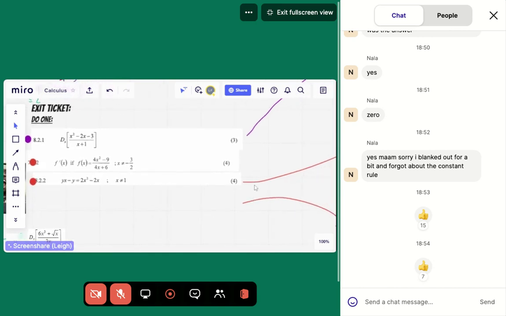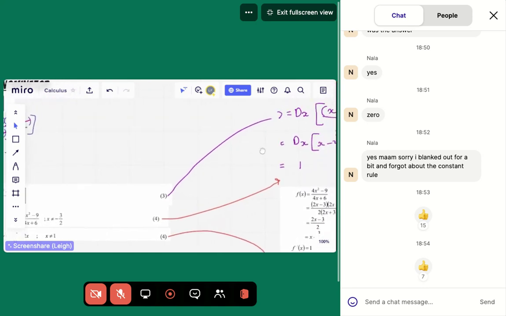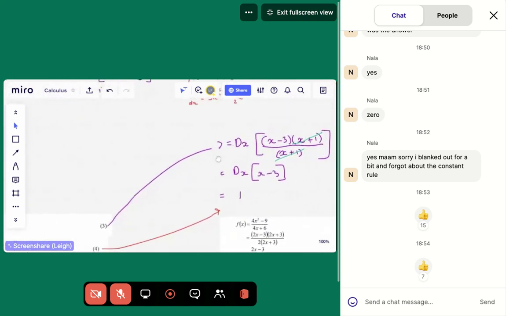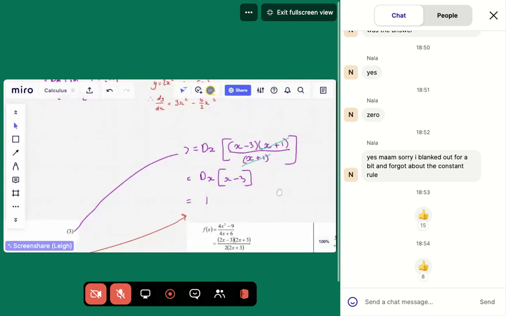All right, so I've drawn little lines. That line actually belongs over there, and that one belongs over there, just because I moved everything. Okay, so let's follow the purple line. Anybody who did a purple question? This is what I got as my answer. So factorizing, crossing out x plus 1 with x plus 1, we've got the expression x minus 3, and the derivative is 1.